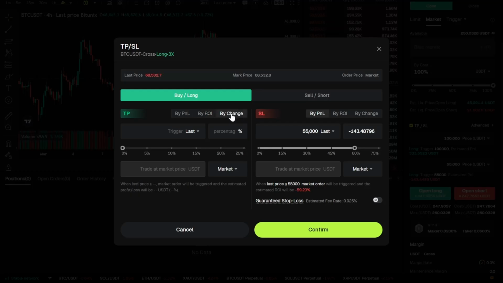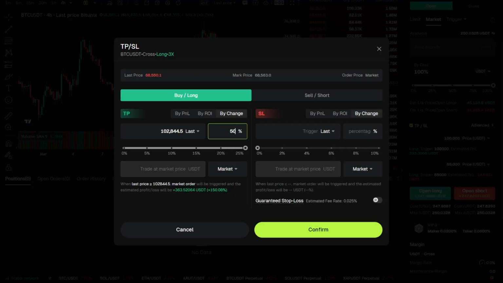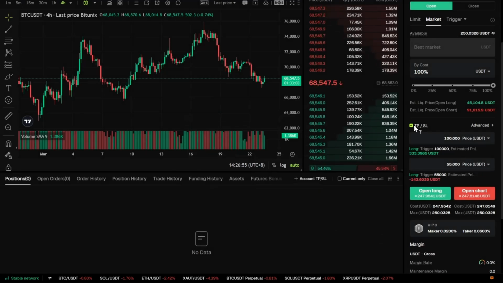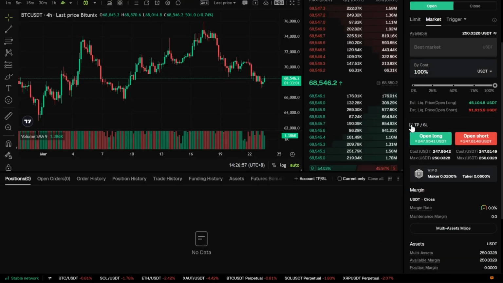And we have by change. This is the percentage change for Bitcoin. If Bitcoin goes up 50%, this is the price it will be at, and our P&L. This is the exact same for shorts, just on the opposite side. I just wanted to show you the options and how to add a TP and SL before your trade, but we're actually not going to do that right now. I'm going to show you how to add it after.